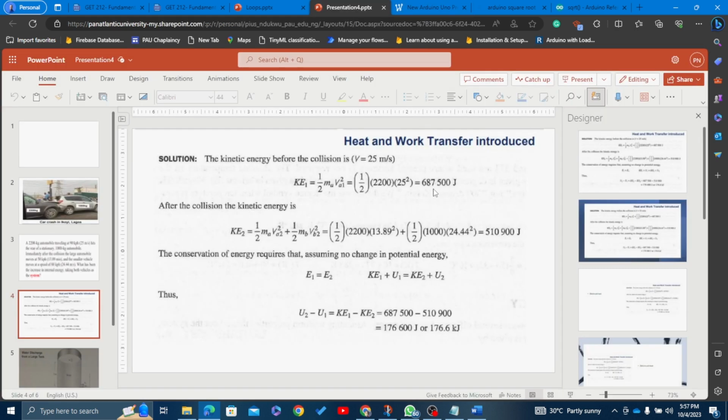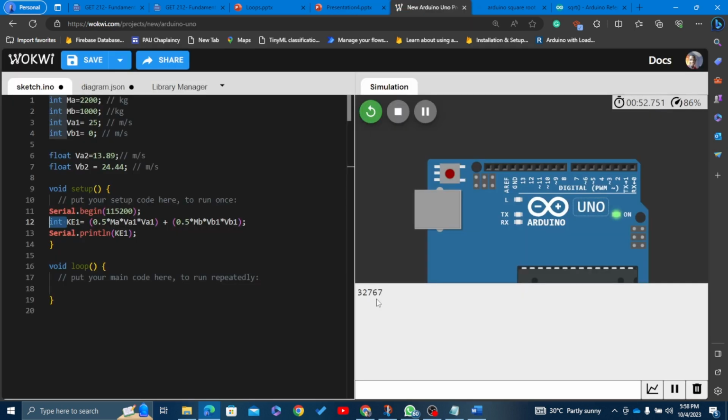This is 687,500 joules, and we have 32,767 joules here. So the deviation is high. The best approach is to leave all your values in float. We have changed all our integers here to float.